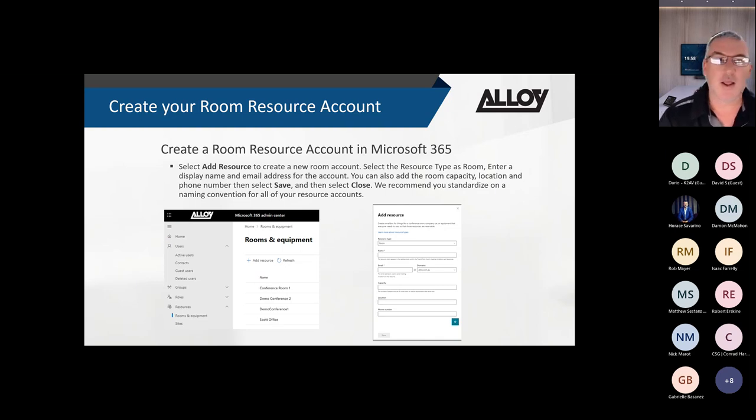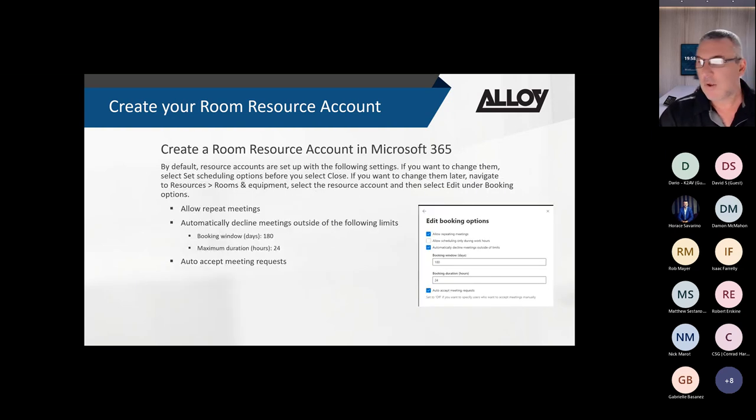And then we can also give it a location and a phone number as well. So fill in those details. Once we've filled in those details, there are some advanced booking options available with the room resource account. By default, allow repeating meetings, automatically decline meetings outside of limits, and auto accept meeting requests are enabled by default.